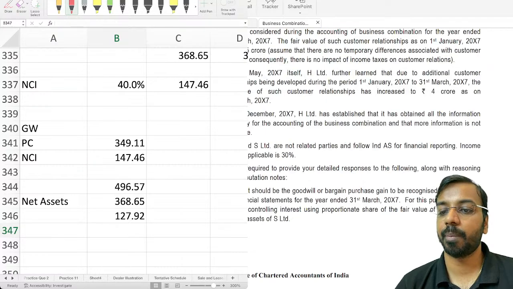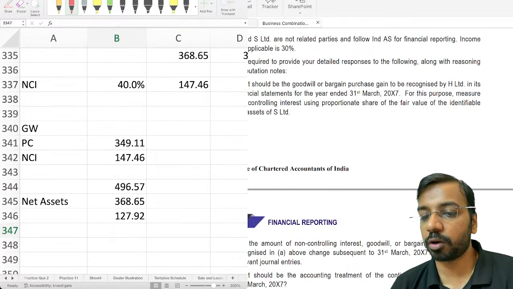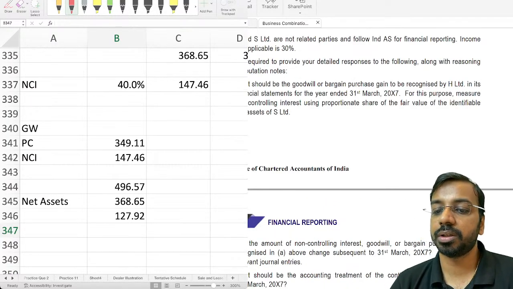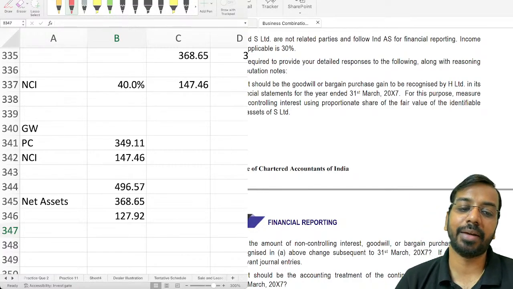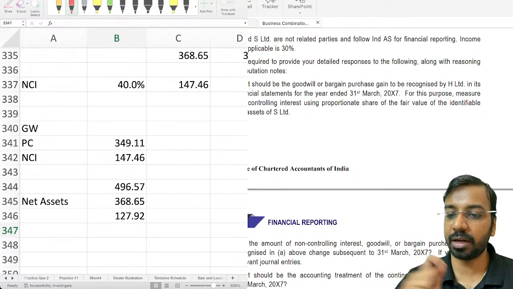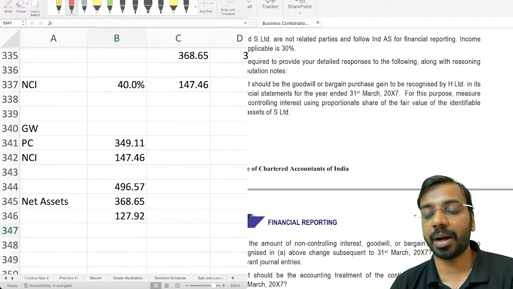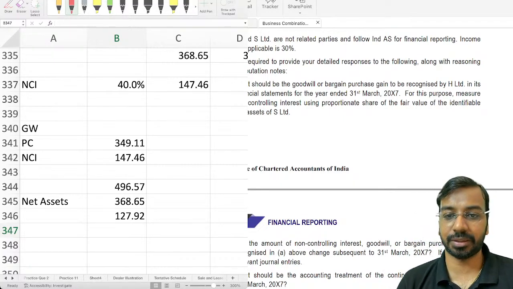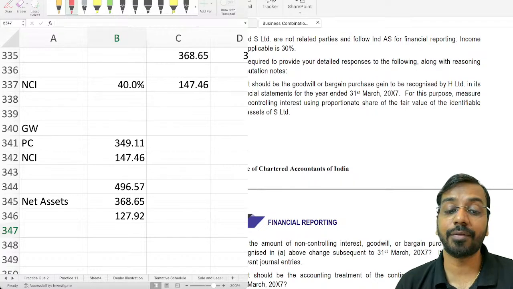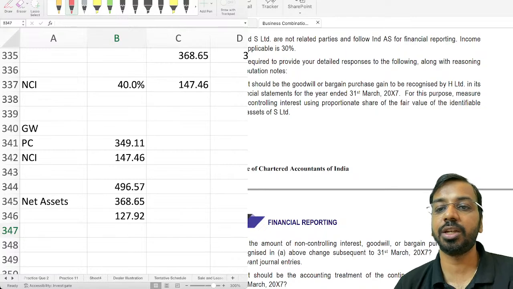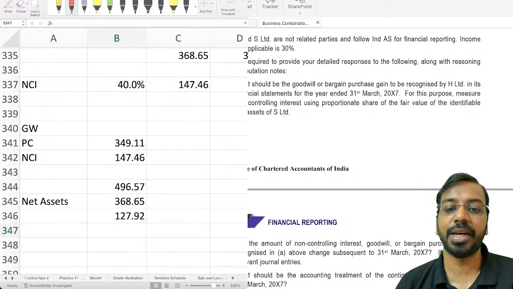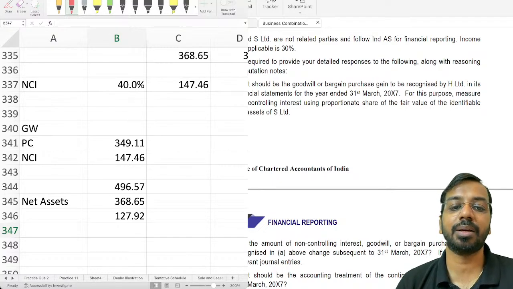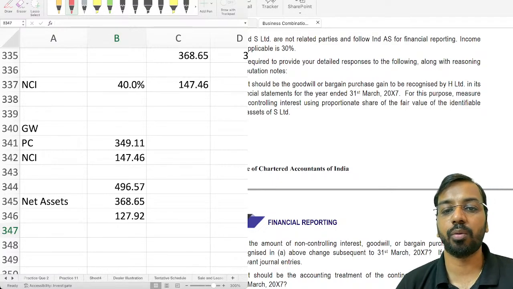Second, will the amount of NCI, goodwill or bargain purchase change subsequent to 31st March of year 7? If yes, provide the relevant journal entries. So first part, you have calculated goodwill. Second part, what has happened? There are some changes. Now we have to see which change we need to account for and which change we need not account for.